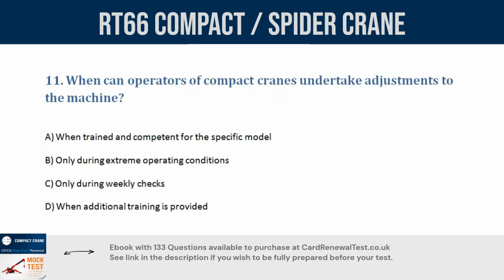11. When can operators of compact cranes undertake adjustments to the machine? A. When trained and competent for the specific model. B. Only during extreme operating conditions. C. Only during weekly checks. D. When additional training is provided. Correct answer, A. When trained and competent for the specific model.